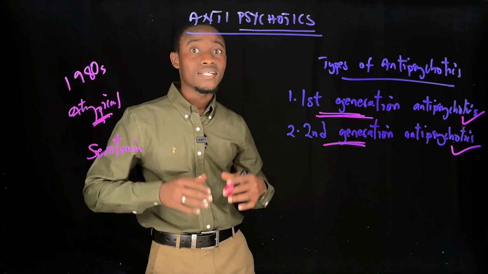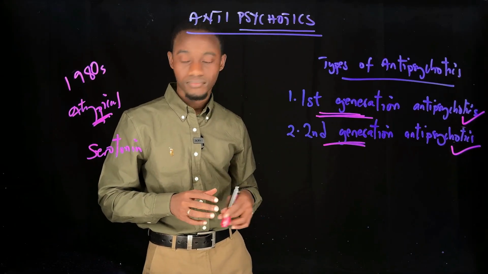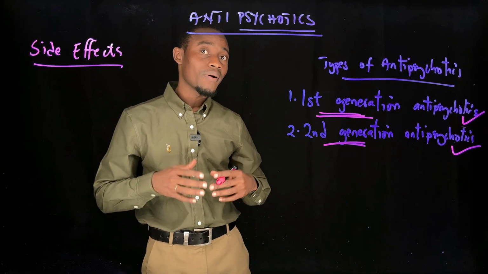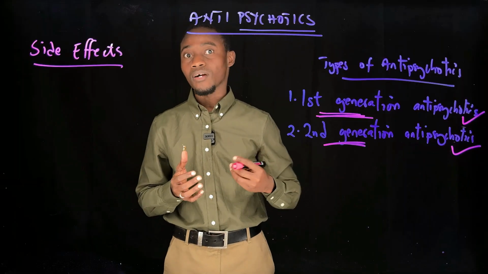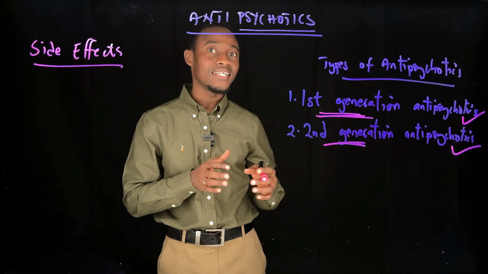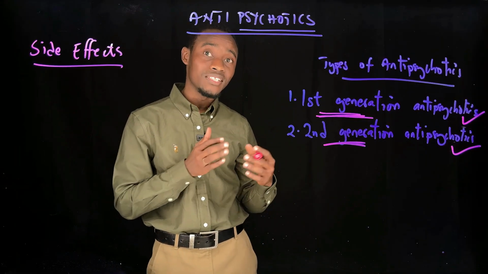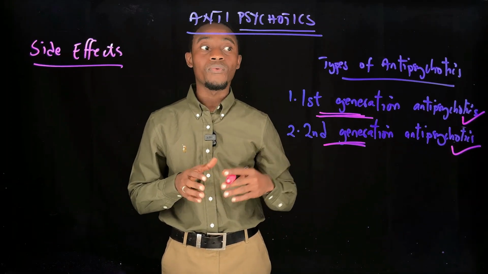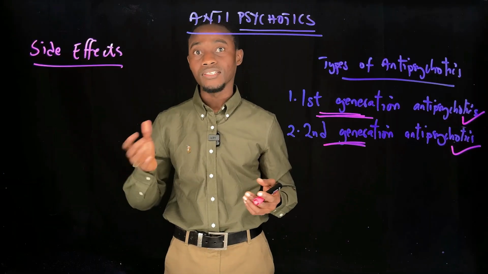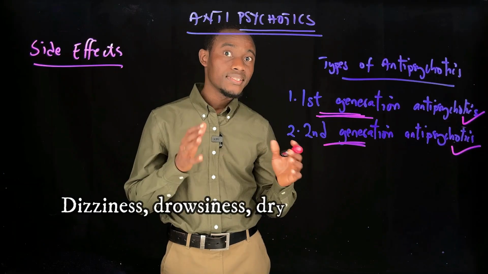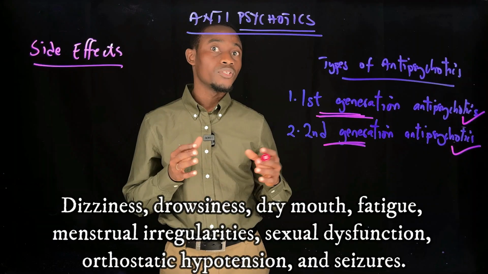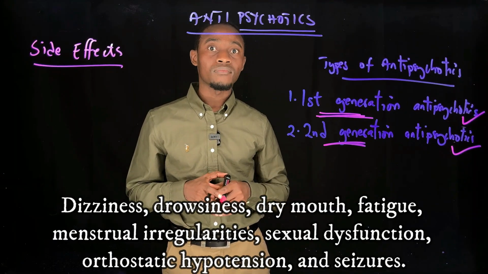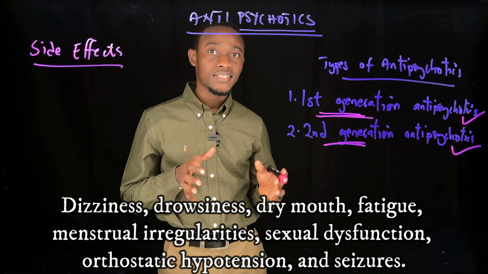This leads us to the side effects of antipsychotics. There are a lot of side effects of antipsychotics, but generally, the side effects an antipsychotic produces depend on what class it belongs to, whether it belongs to the first-generation class or the second-generation class. Most antipsychotics, regardless of it being first-generation or second-generation, have the following side effects: dizziness, drowsiness, dry mouth, fatigue, menstrual irregularities, sexual dysfunction, orthostatic hypotension, and seizures.